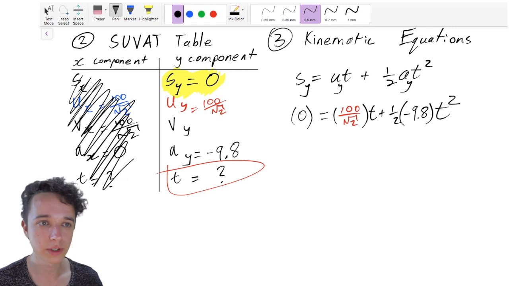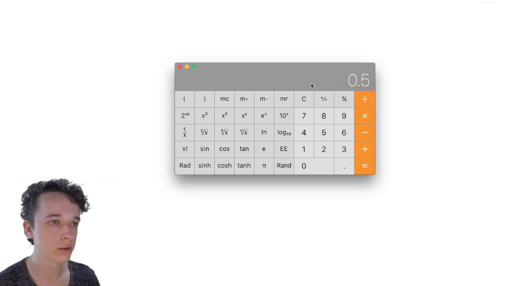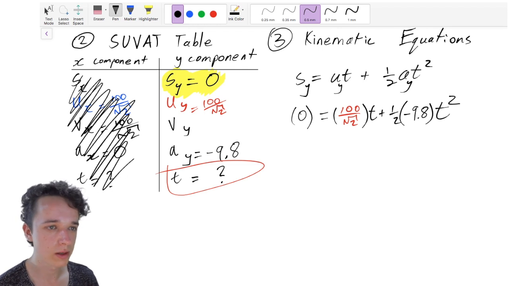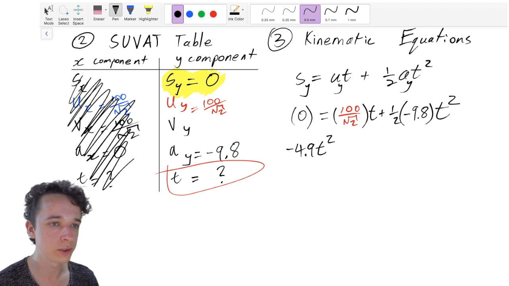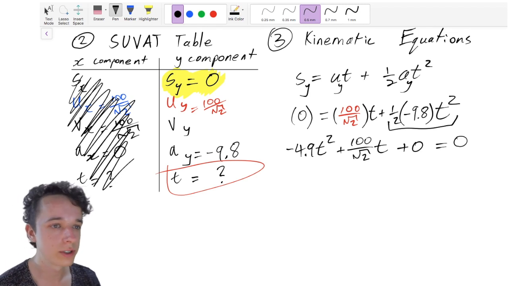So this might look familiar to some of you, hopefully to all of you. I'm just going to find out what half of 9.8 is. Half times 9.8 is equal to 4.9. Okay, so I'm going to rewrite this as negative 4.9 t squared, which is just this term here, plus 100 over root 2 t, plus 0 equals 0.